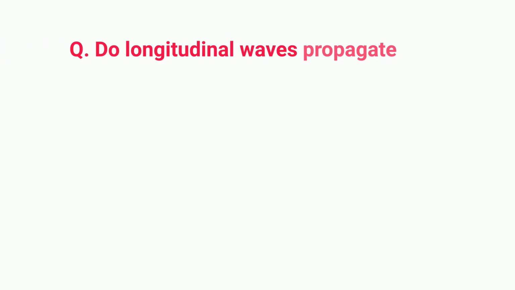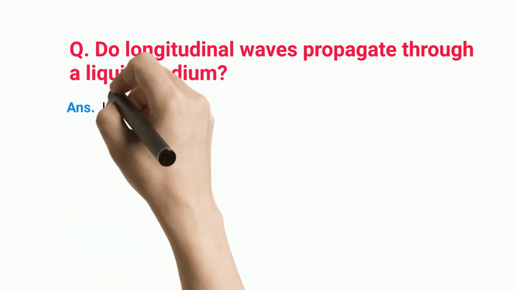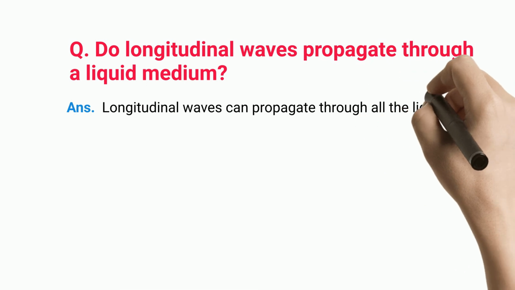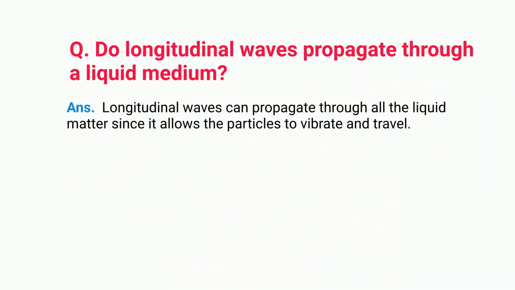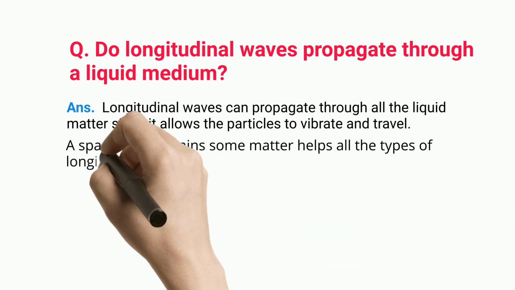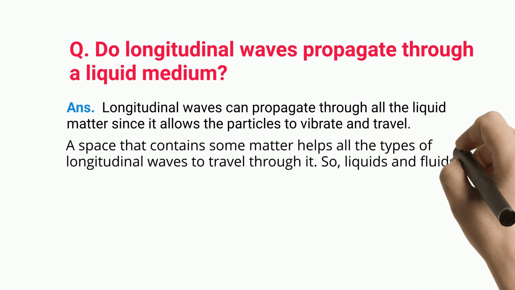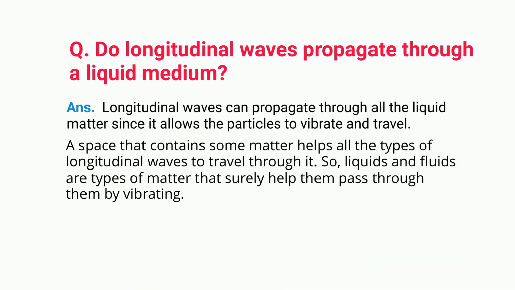Do longitudinal waves propagate through a liquid medium? Longitudinal waves can propagate through all the liquid matter since it allows the particles to vibrate and travel. A space that contains some matter helps all the types of longitudinal waves to travel through it. So, liquids and fluids are types of matter that surely help them pass through them by vibrating.